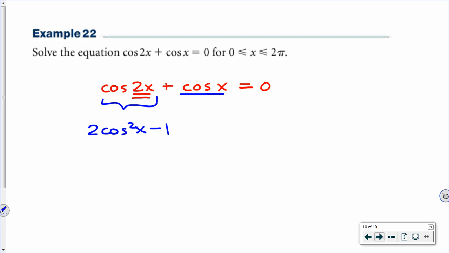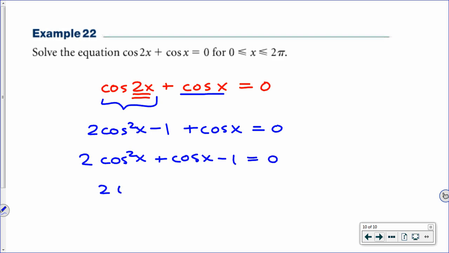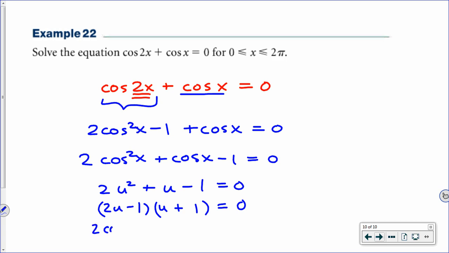So I'm going to replace cosine 2x with 2 cosine squared x minus 1. Bring down the plus cos x and it equals 0. Now it's a quadratic, all in terms of the same trig function. And you might try u substitution if you're attempting to solve this without a calculator. It's a little bit easier to do factoring when it's in terms of u. So 2u and u, I'm looking for a plus 1 and a minus 1. It's the only way to make negative 1. I do a quick FOIL, see if it works, and it does. And then I'm replacing my u back with cosine x, and then setting each of these equal to 0.